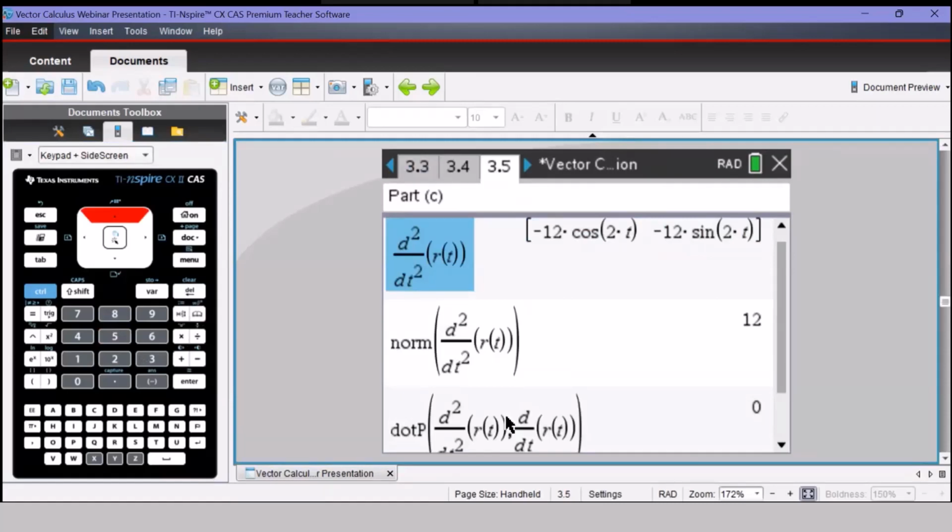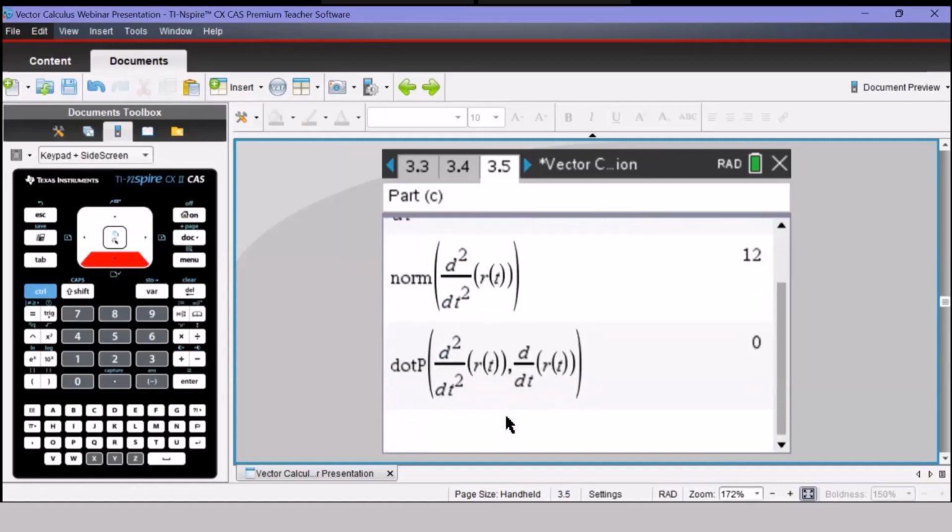We had a cue about how to find the magnitude of a vector in the previous part, so we're going to use the norm command. So norm of r double dashed of t, of vector r of t, gives us 12, which shows us that the acceleration is of a constant magnitude.